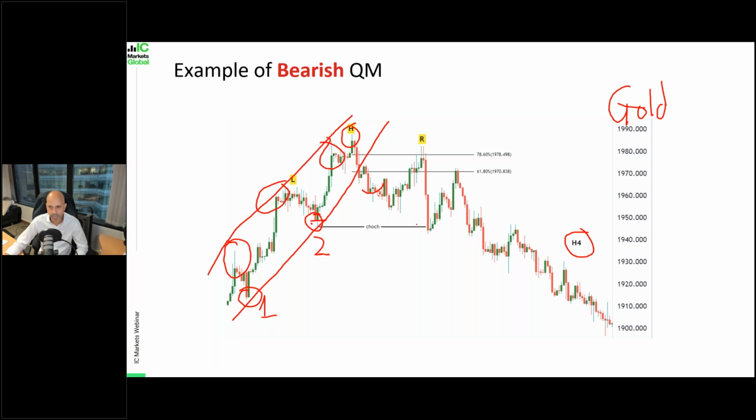So as long as price remains above the low of number 2, there's no change of character. Okay, there's no change of character if price still remains above the low of 2. So in this case, price goes up, right? But it fails to make a new high, and then it breaks underneath the low of number 2. So that's when we have the change of character.